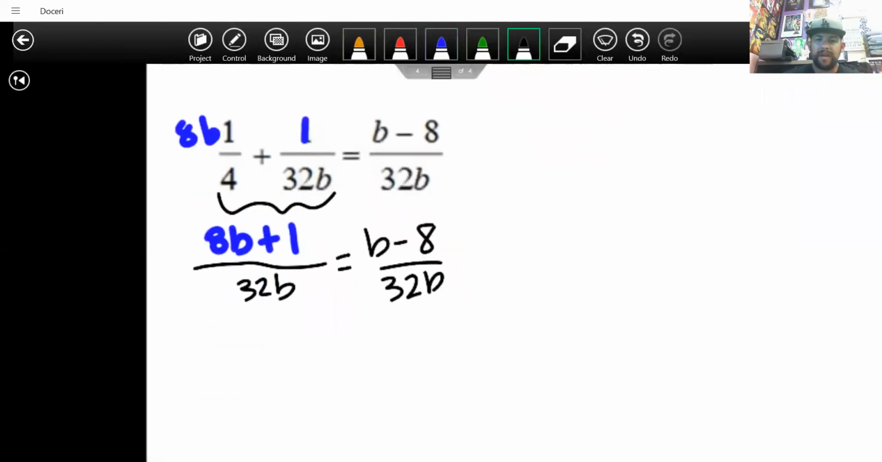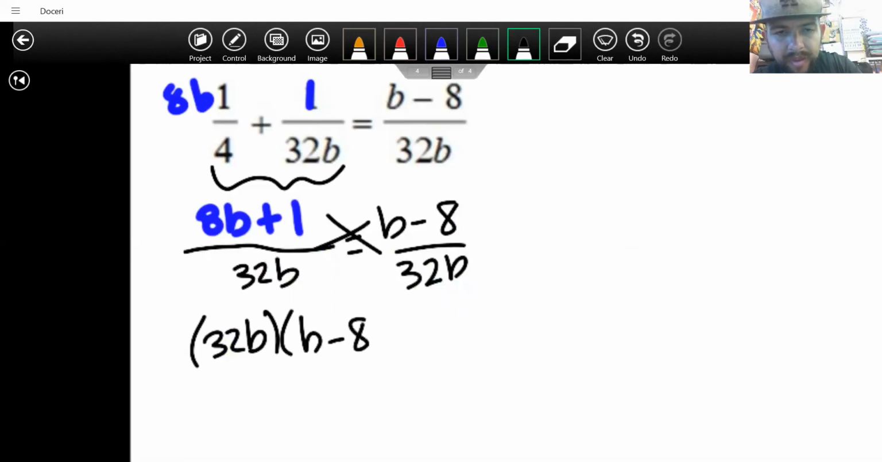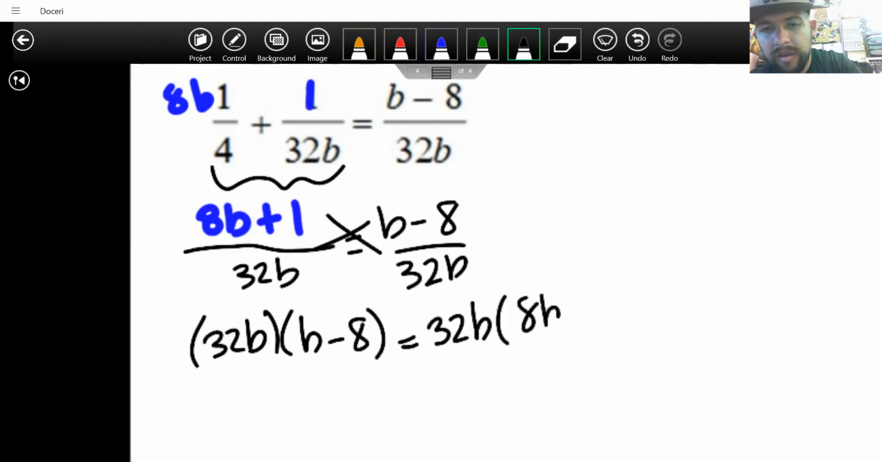From here, it might be a little bit trickier, but we should be fine. We want to be able to cross-multiply it. Cross-multiplying our term is going to help us out. 32b, so this is one term times b minus 8 is equal to 32b, 8b plus 1. We're going to factor all those out.